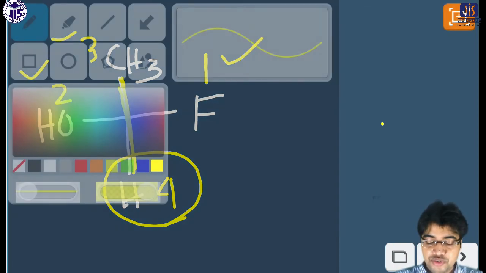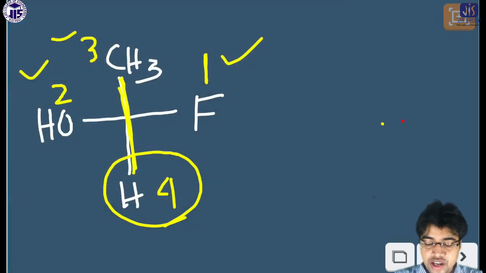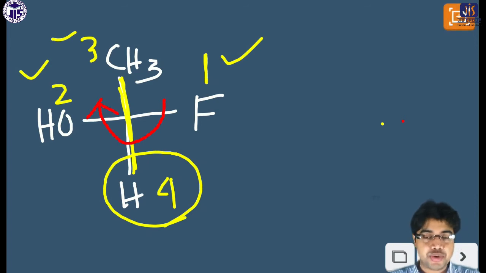So if you check the rotation of the direction, it will be like this. This is the rotation direction, 1, 2, 3, from 1 to 3. So is this clockwise or anti-clockwise? This is clockwise. If this is the clockwise direction, then the nomenclature of the compound will be R. This is very important, you have to keep it in mind. This is an example of an R compound.